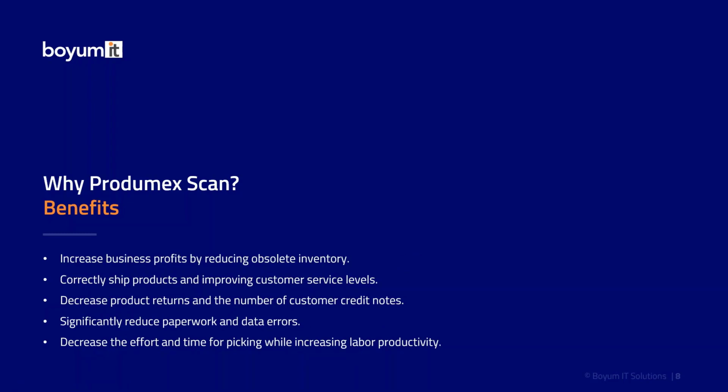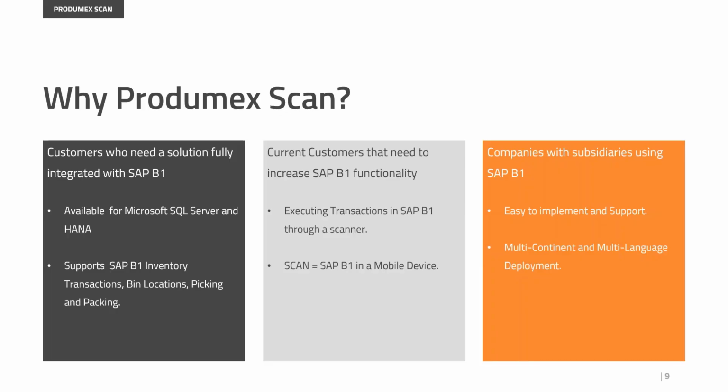Also, we decrease the errors that we have when we ship products to our customers, and reduce the paperwork and the data errors that might happen between the time the users go to their computer and start inputting the information in SAP. Because in that moment, we are decreasing the effort of inputting these transactions, and also the effort for other operations like picking and making deliveries to our customers.